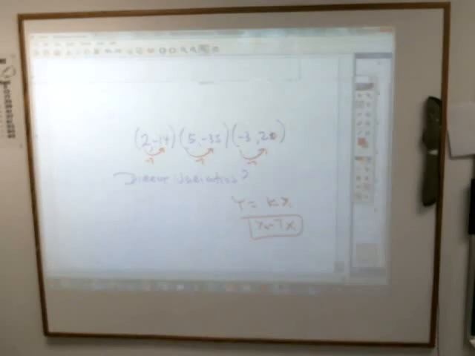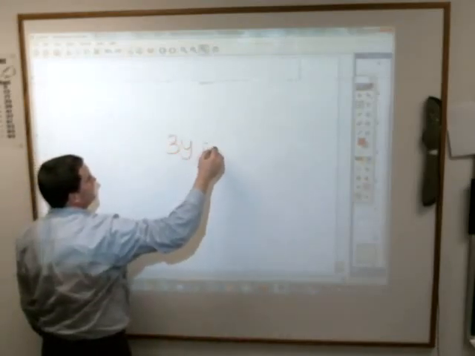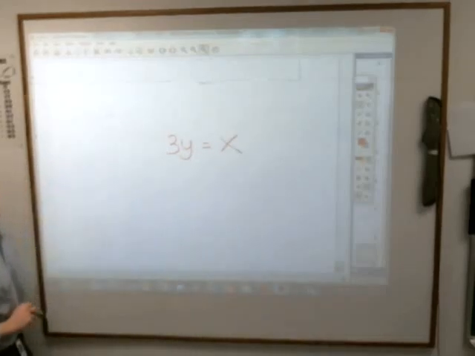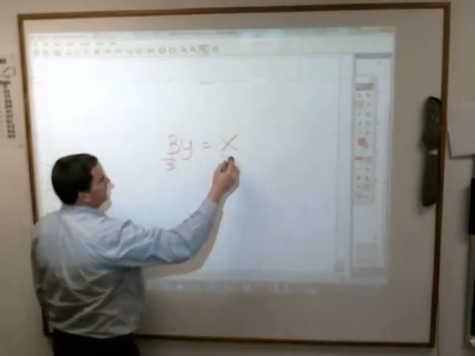Let's see what else we have. Ooh, how about this one? 3y equals x. Direct variation or not? Tell me why. Jeremy, huh? I can't have x divided by 3? Think outside the box here just a little bit. Yeah, Jeremy says, well, you divide by 3.